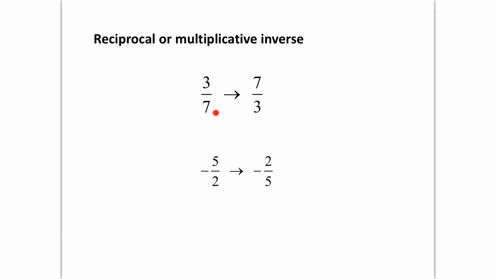This is a positive fraction, that's a positive fraction. So you keep the sign, but you have to turn the fraction upside down. So 2 goes on the top, 5 goes on the bottom. So the reciprocal of negative 5 over 2 is negative 2 over 5, or you can go backwards. The reciprocal of negative 2 over 5 is negative 5 over 2.